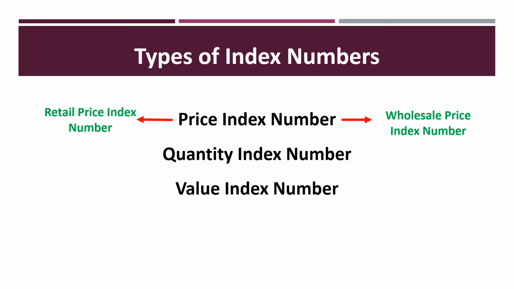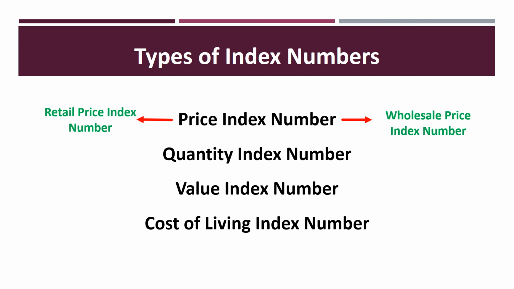Another one is value index numbers. They are used to compare changes in values from one period to another. It compares the total value of some period with reference to the total value of the base period. The value of a commodity is a product of its price and quantity. That is, the value of a commodity means price into quantity of that particular product. That is the value of that product.